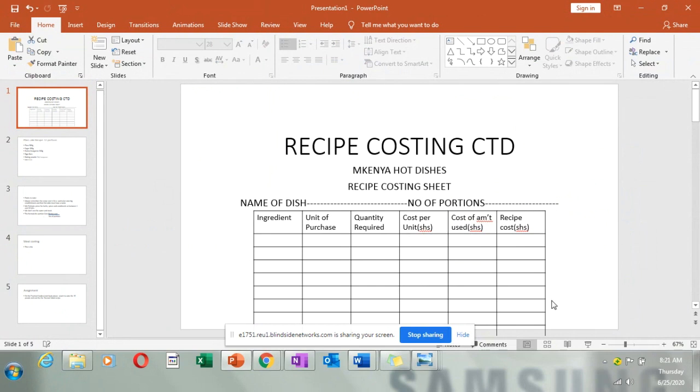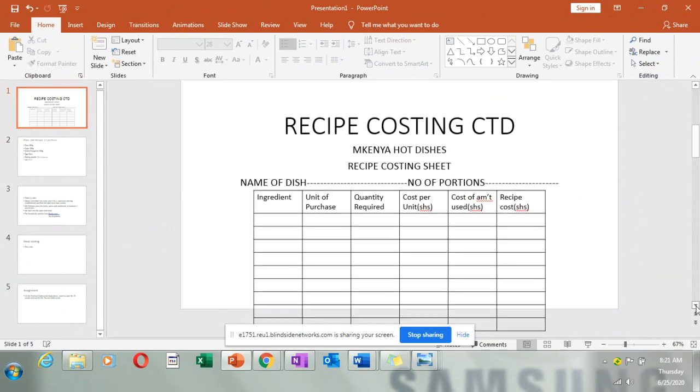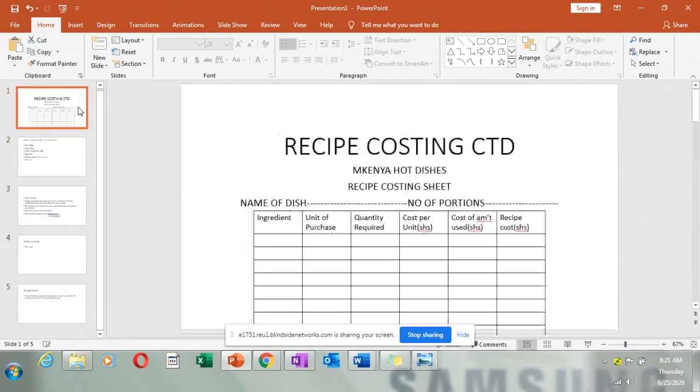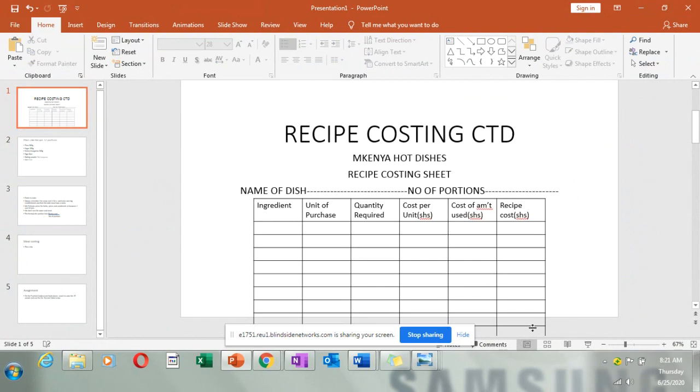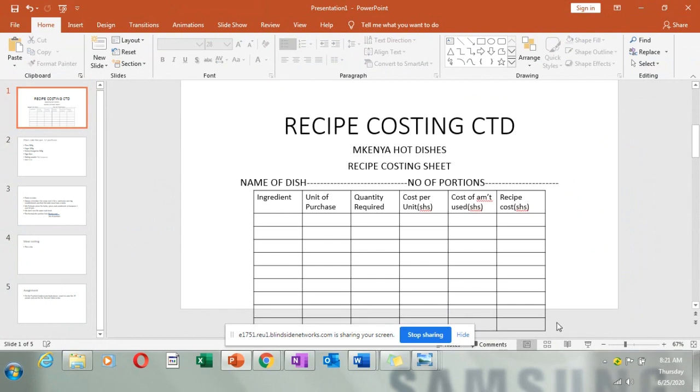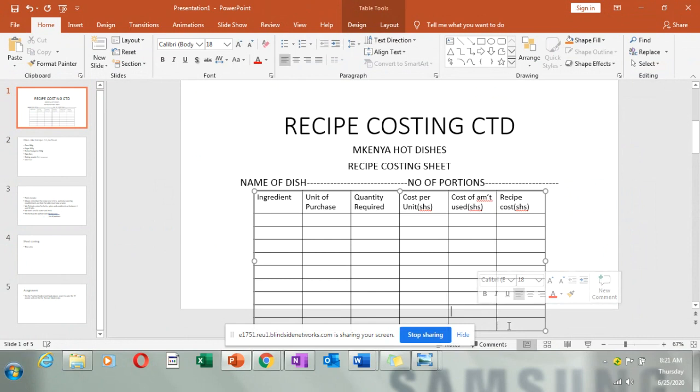Then the recipe cost, we said we are not going to affect it until the end. That is where we are going to post our recipe cost. And we said the recipe cost is the sum of all the cost of amounts used. You add all together, and whatever you get, you put here. That means it has to be on the same level as the last ingredient. Don't have the last ingredient here and then post it there. It has to be on the same level.